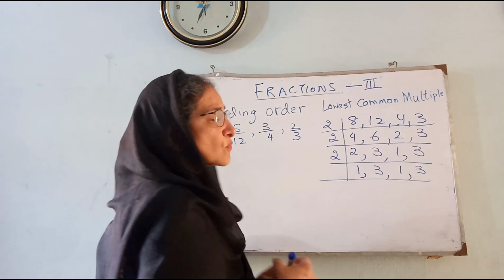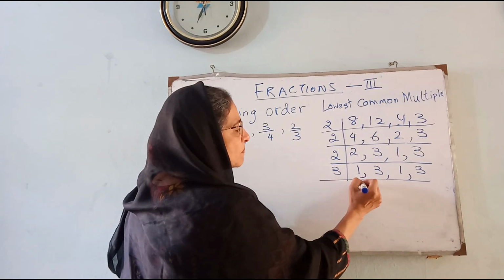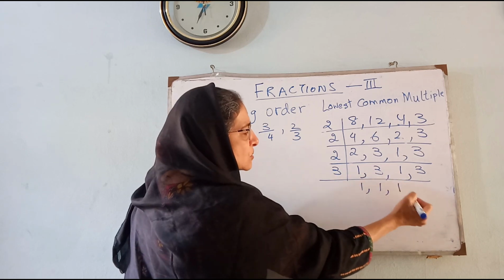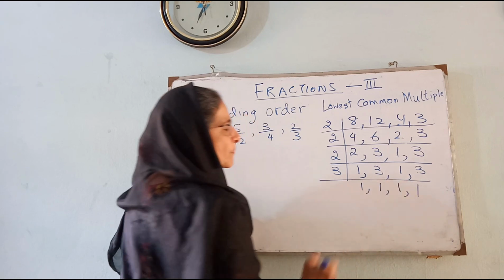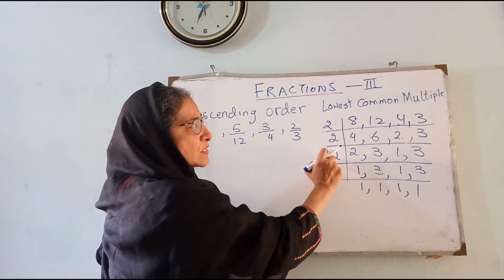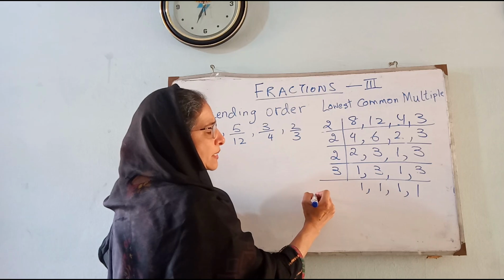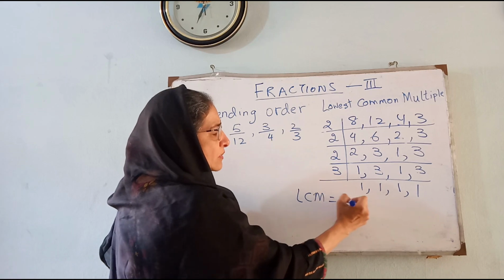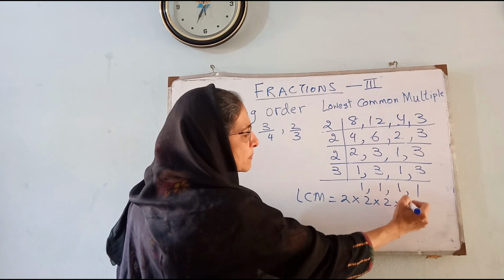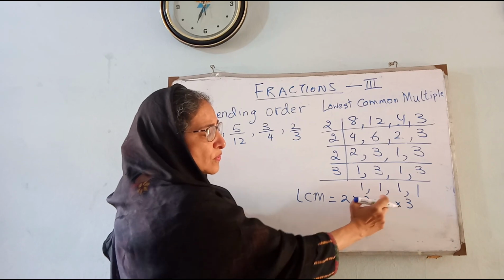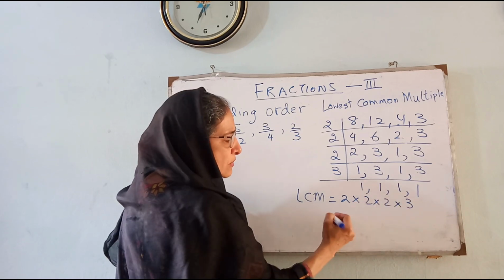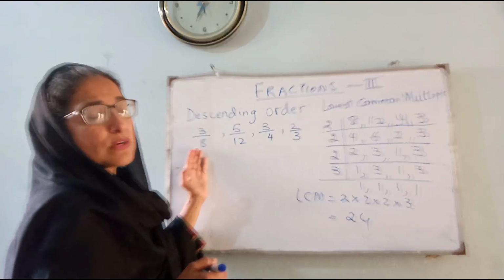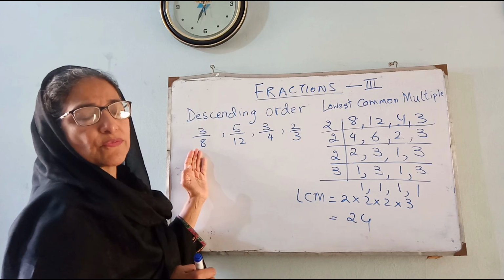What number else do we have? We have 3, so we divide with 3. 3 divided by 3, my answer is 1. 1 divided by 1 comes as it is, and 3 divided by 3 is 1. Now all these factors which I have got, I multiply together to get the LCM. So my LCM is 2 times 2 times 2 times 3. 2 2s are 4, 4 2s are 8, 8 3s are 24. So my LCM is 24. That means I have to convert my denominator into 24.